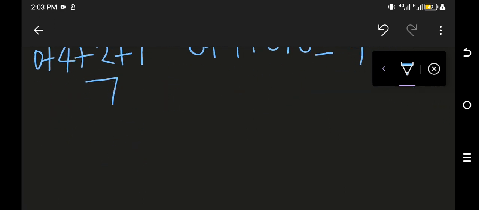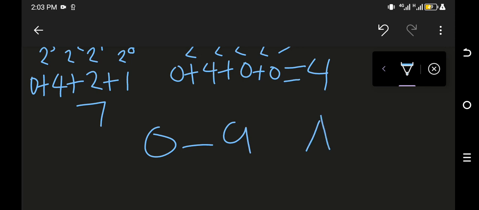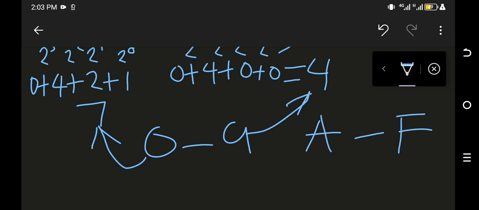Therefore, to convert these to hexadecimal, we just have to write the same numbers, because hexadecimal runs from 0 up to 9 and A up to F. Hexadecimal contains both 7 and 4. If it was a number like 10, we would have used A, but since we have the numbers 7 and 4, we just write the same numbers.